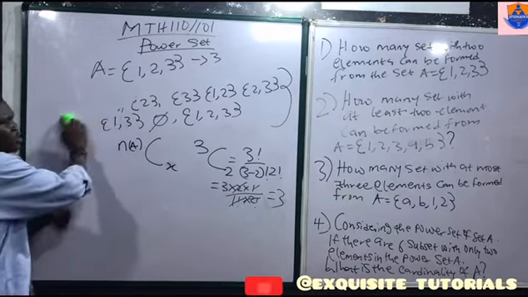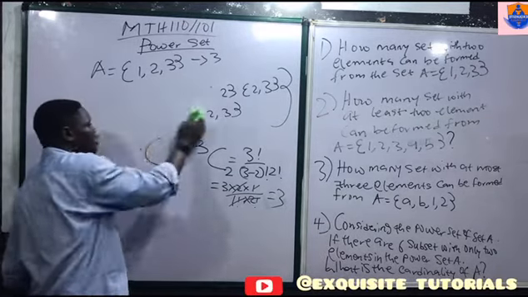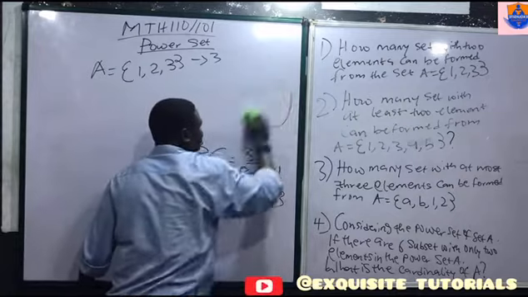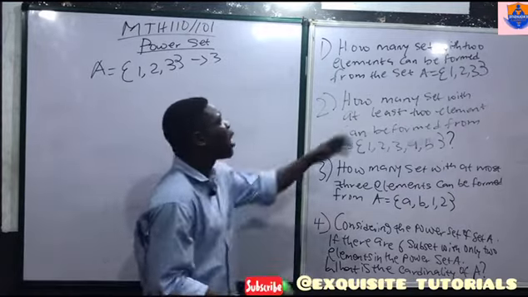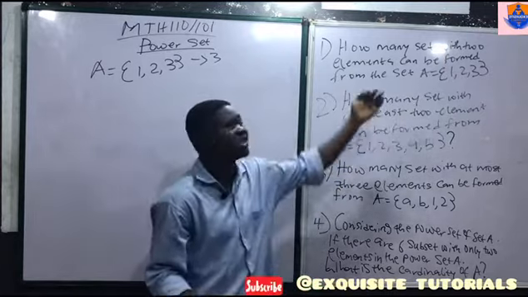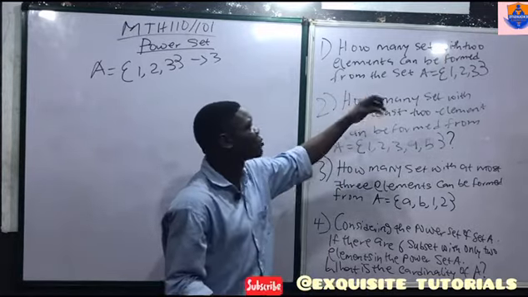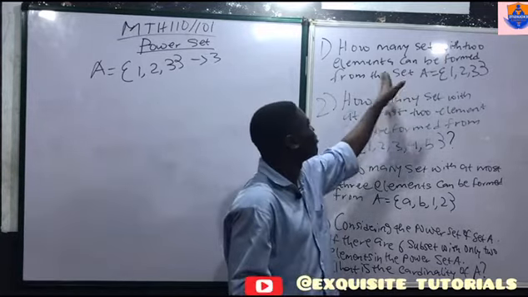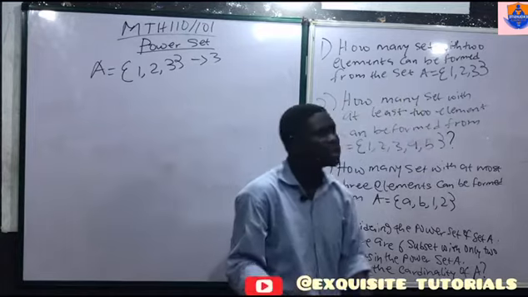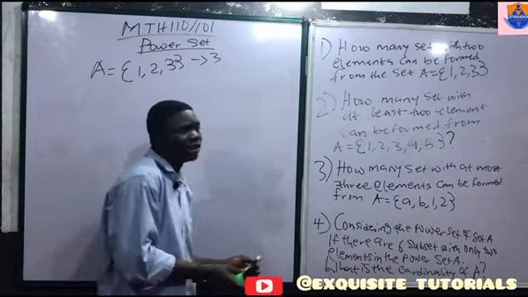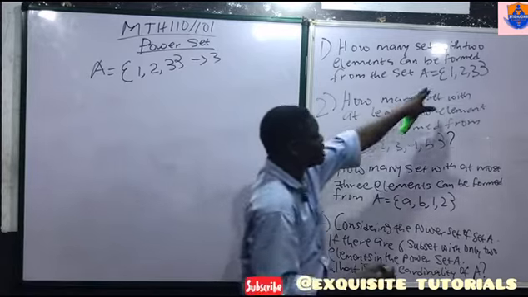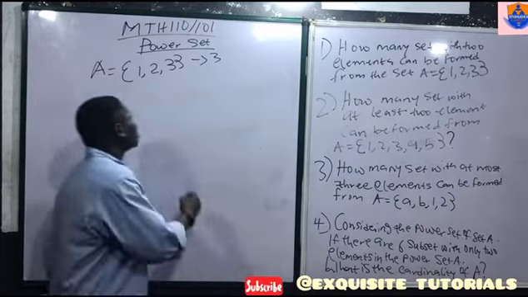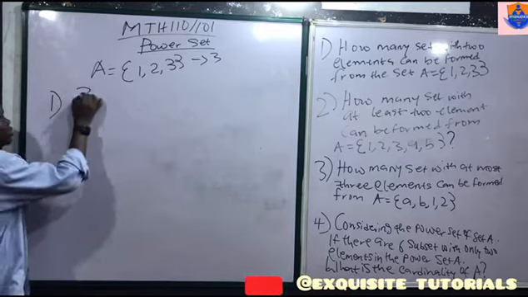Now let's solve these 4 questions quickly. The first question says, how many subsets with 2 elements can be formed from the set A equals 1, 2, 3? That's very straightforward. Because the cardinality of A is 3, there are 3 elements, we say 3 combination 2.